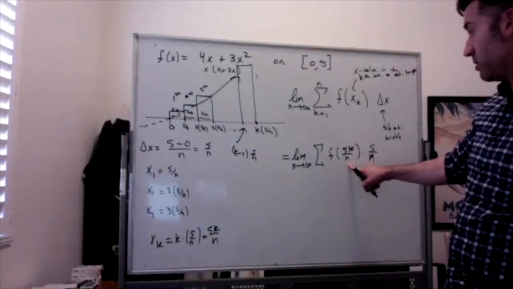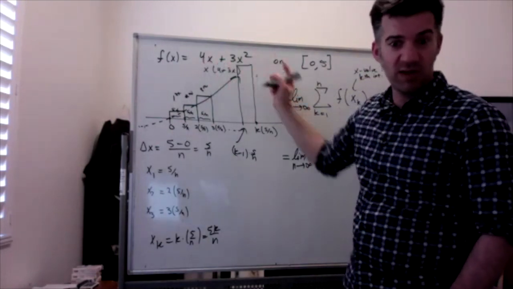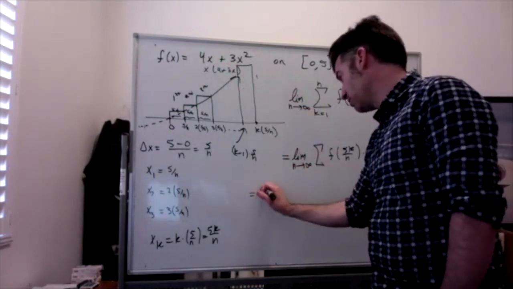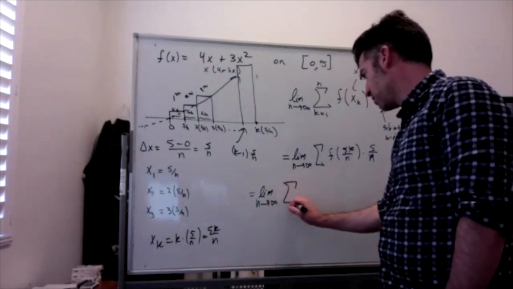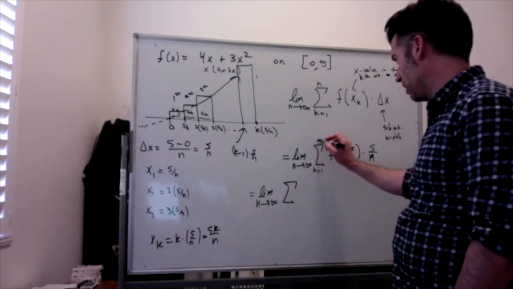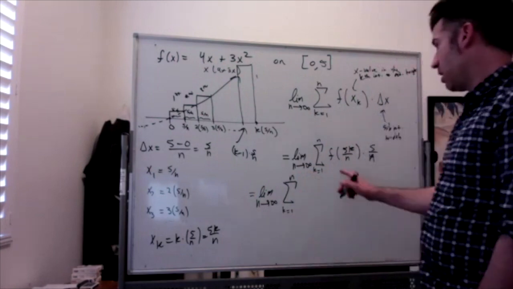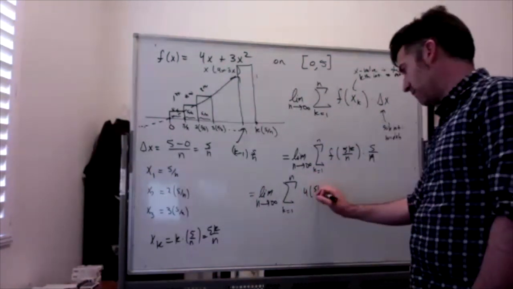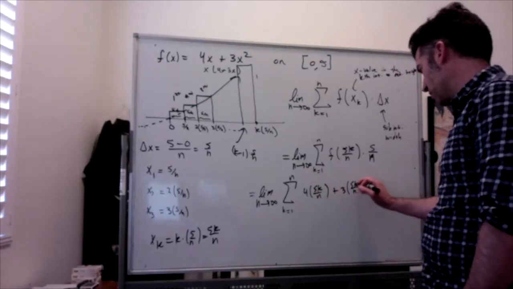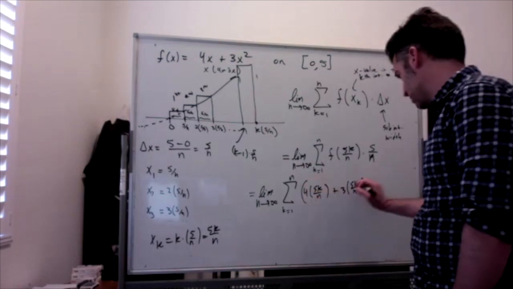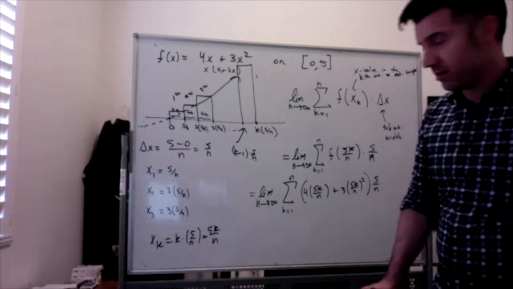And then we're actually going to plug that in. So f of 5k over n is going to be 4 times 5k over n plus 3 times 5k over n squared. This is going to be the limit as n goes to infinity of the sum, I forgot, from k equals 1 to n. If someone doesn't write that, they usually mean that. Of 4 times 5k over n plus 3 times 5k over n squared, times 5 over n. And now we're going to simplify it.